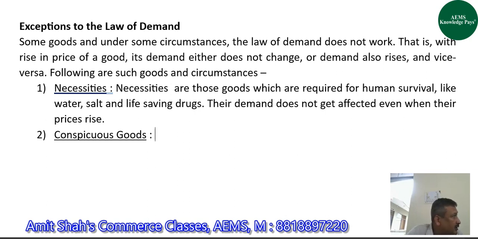Am I clear, guys, or not? Such goods are conspicuous goods. Their demand also does not get affected even when their prices rise. Right? So whether it is mobile phone or refrigerator or television, or snack items or biscuits and cookies and other confectionery items, you will find them almost in every family.